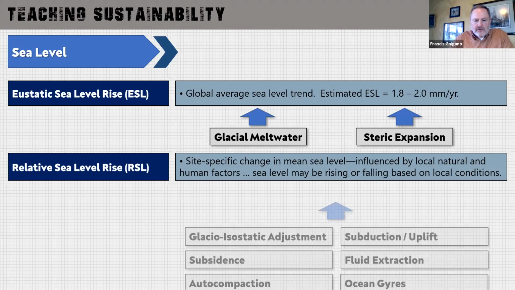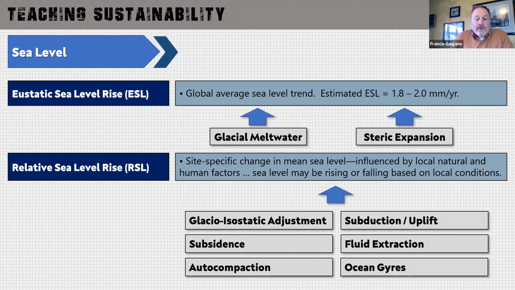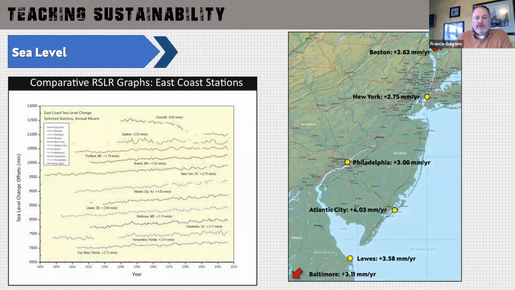In a relative sense, site specifically, sea level rise is very variable, and here are 6 of the major things that affect that. Glacio-isostatic adjustment is basically the rising and falling of the land because of the last glaciation, all the way to humans extracting water and oil and so on. So what this means is geographically, over short distances, sea level rise is very variable. So here's an example. This is the East Coast, obviously. If we look at Boston, about 2.6 millimeters per year. New York, 2.75. Philadelphia is at 3. Atlantic City is at 4. Lewes is at 3.58. We work our way down to Baltimore.